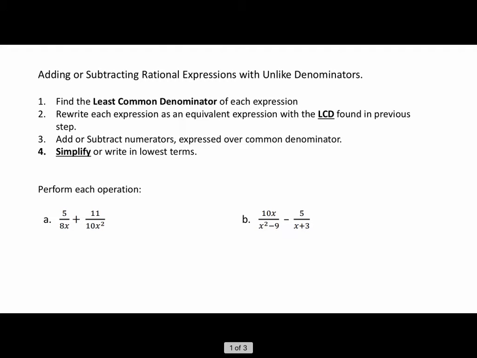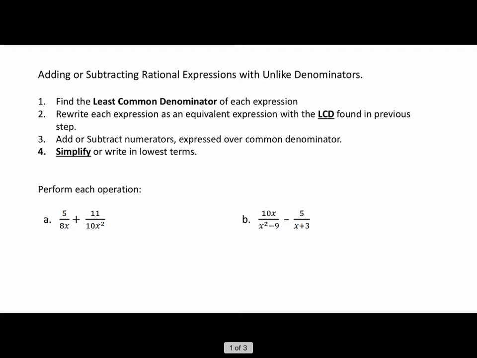So we're going to be adding or subtracting rational expressions with unlike denominators here, and the process is to first, one, find the least common denominator of each expression. Second, rewrite each expression as needed as an equivalent expression with the least common denominator that we just found. Three, add or subtract the numerators expressed over that common denominator. And then lastly, four, simplify, or in other words, write in the lowest terms.